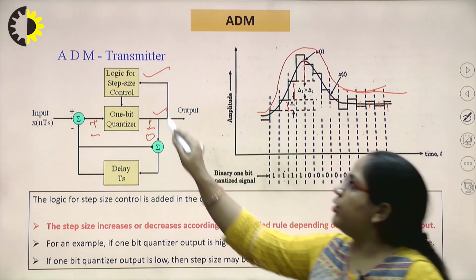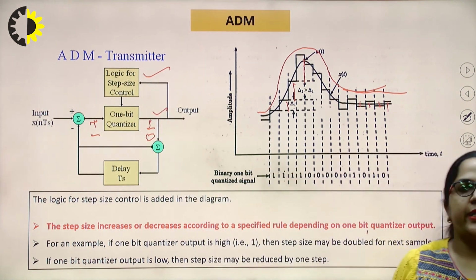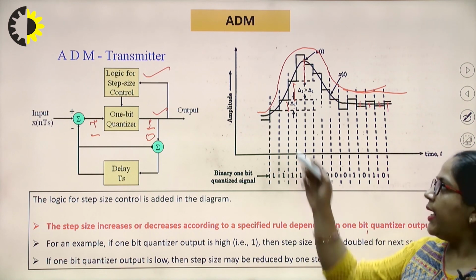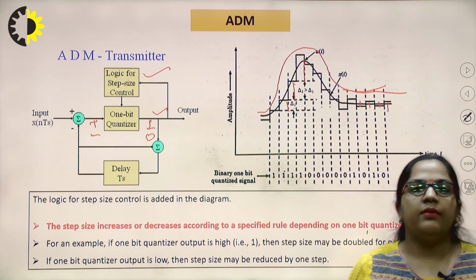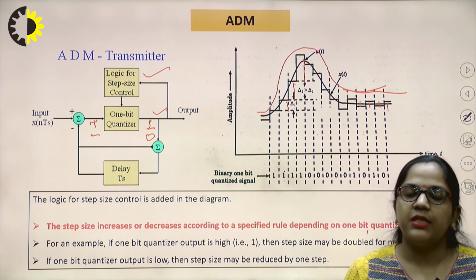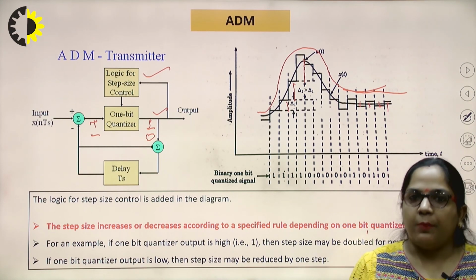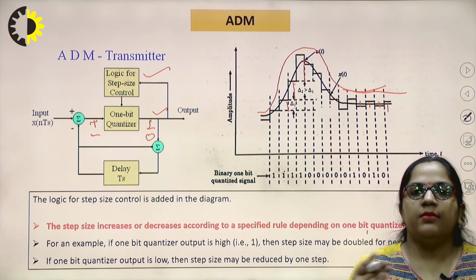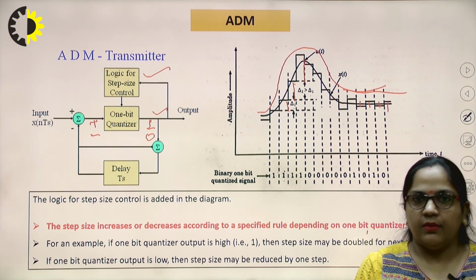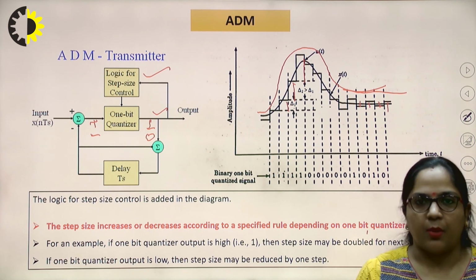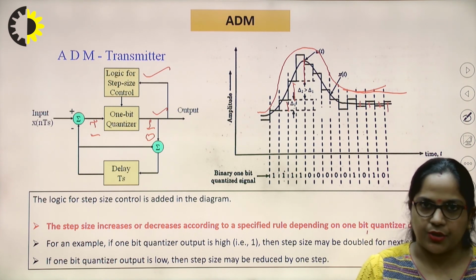So this kind of logic control will be applied in case of adaptive delta modulation, and the step size will vary according to the variation in the information content. So in this way we can deal with the problem of, or we can minimize, the granular noise and the problem of slope overload distortion.